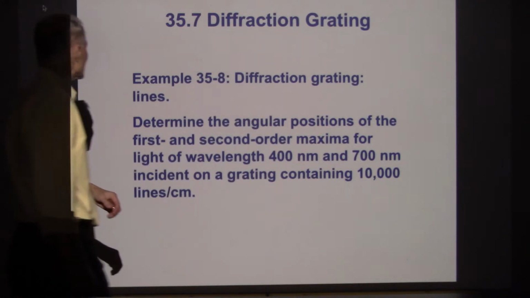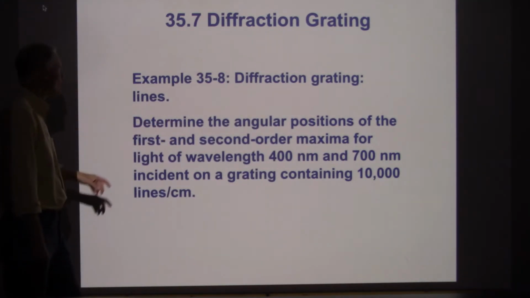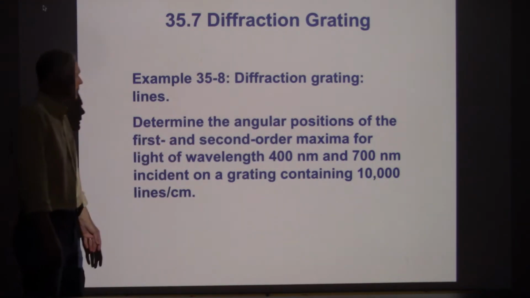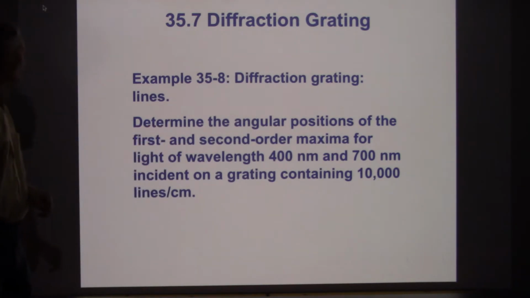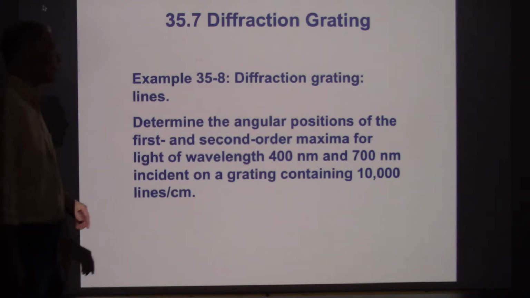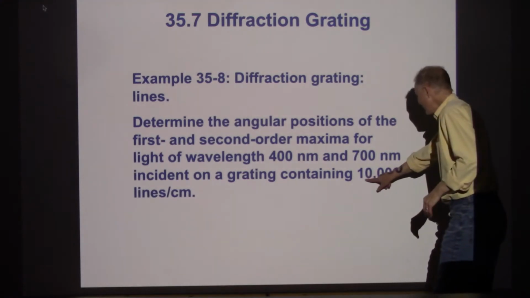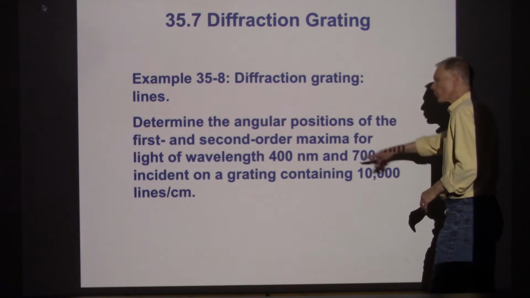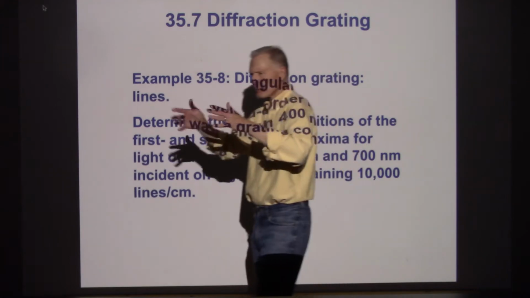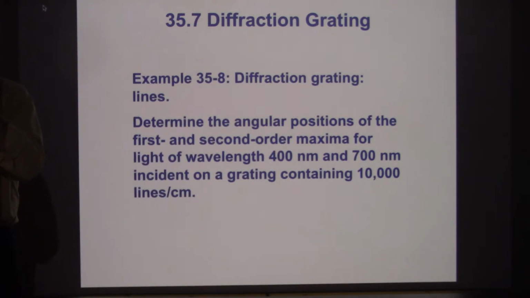Anyway, let's take a look at this example. It says that we have a diffraction grating. Determine the angular positions of first and second order maxima for 400 and 700 nanometers. The grating contains 10,000 lines per centimeter. So this multiple slit device has 10,000 slits per centimeter. Now, they actually don't have to be slits. What they can be is just etchings within the diffraction grating, within the multiple slit device.